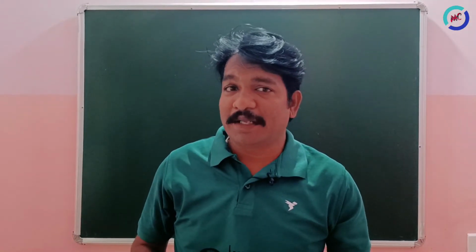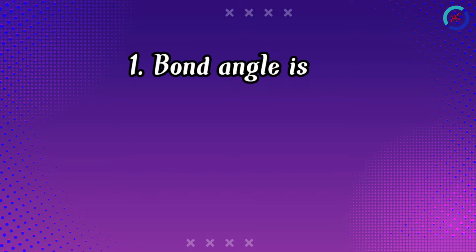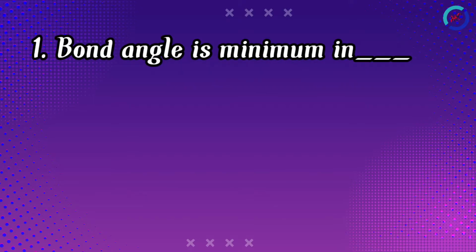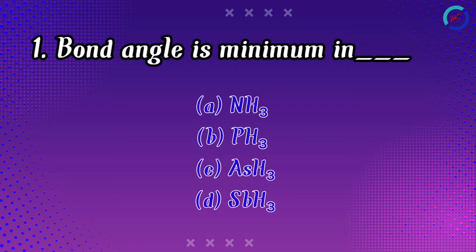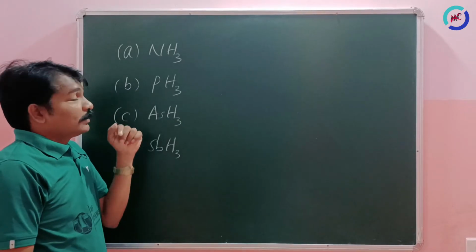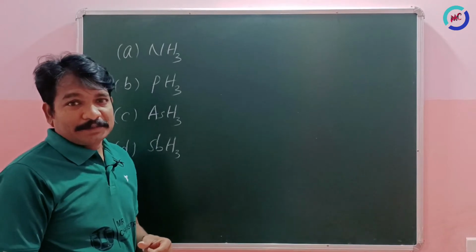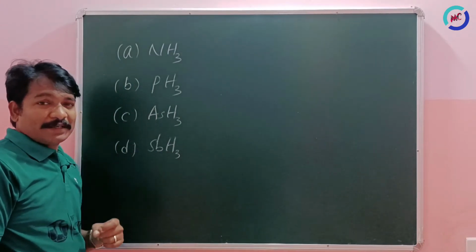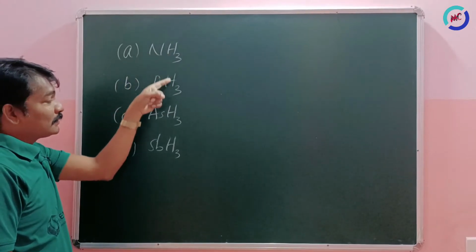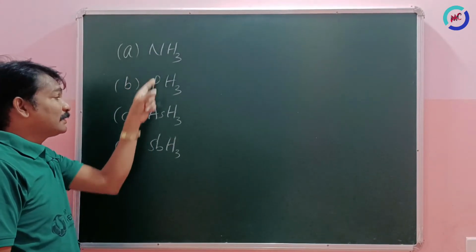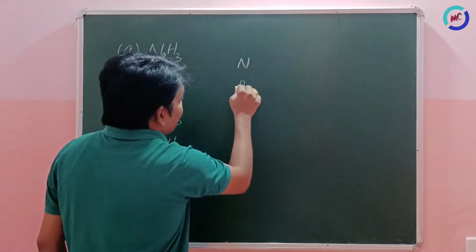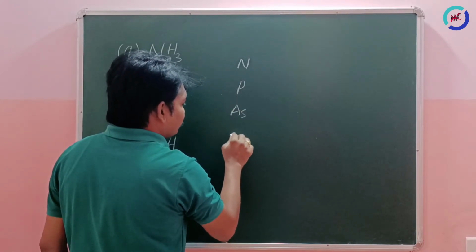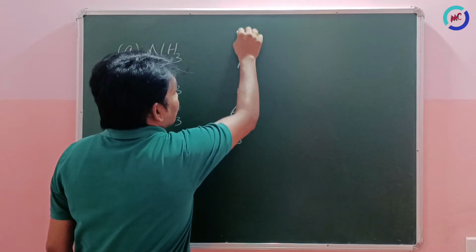Let us check one question on bond angle. Bond angle is minimum in option A, NH3, option B, PH3, option C, AsH3, option D, SbH3. They are asking which one has a minimum bond angle. If we check the options, there is one interesting thing, that is all the side atoms are hydrogens and all the central atoms belong to the same group. See here, nitrogen, phosphorus, arsenic, antimony, they belong to the 15th group.